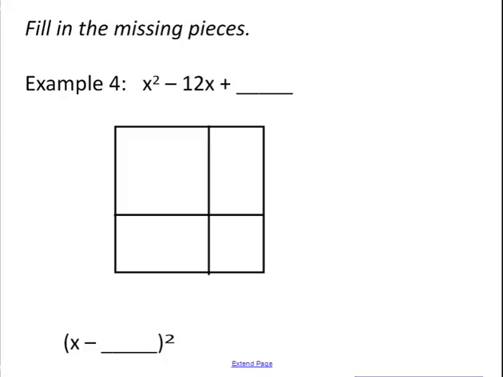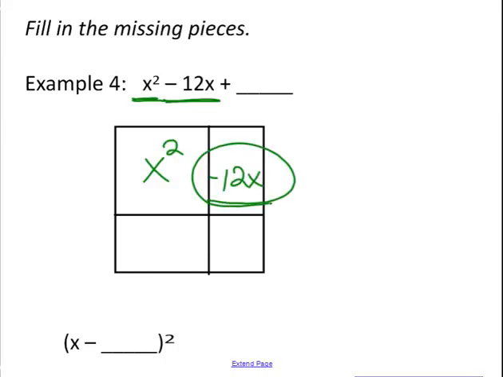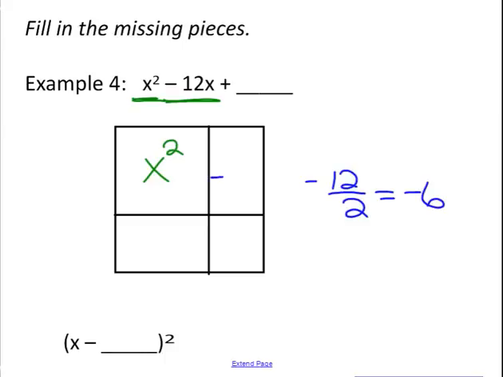Example 4 is similar. I haven't filled in any of the boxes for you. So I've got my x squared. That does have to go in the upper left-hand corner. I've got negative 12x. Well, I'm not going to put negative 12x here because remember they have to be divided evenly between those two places. So if I have a negative 12x and I want to divide it evenly, I need negative 6 in each rectangle.